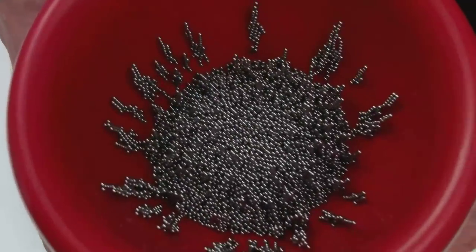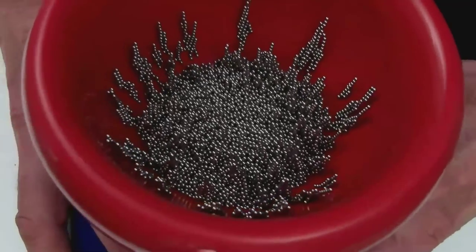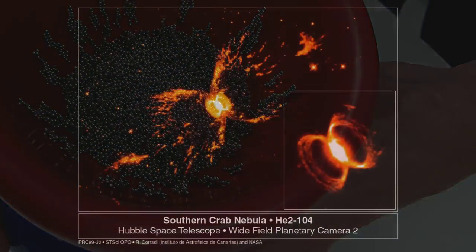We saw how pouring 2-millimeter steel balls into one of these magnetic bowls revealed the true forces at work in the Southern Crab Nebula.